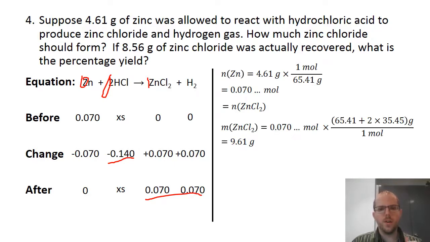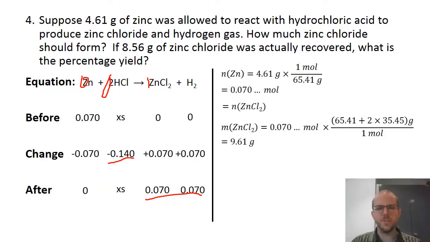And because I have a 1-to-1 ratio with hydrogen as well, both of those numbers will be the same. So now I need to convert that to a mass to address my question, working out the mass of zinc chloride. So I take that mole value, the exact value that's still in my calculator, and multiply by the molar mass of zinc chloride. Now take note that zinc chloride is ZnCl2, so I need to make sure I include 2 chlorines in my molar mass.